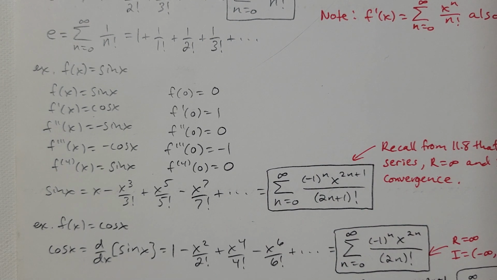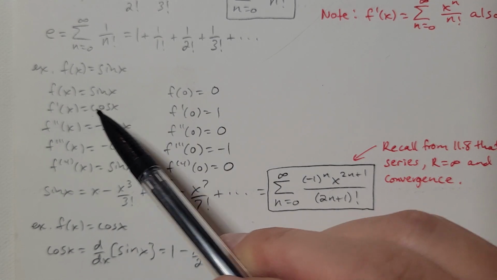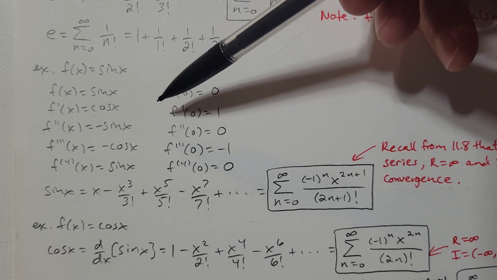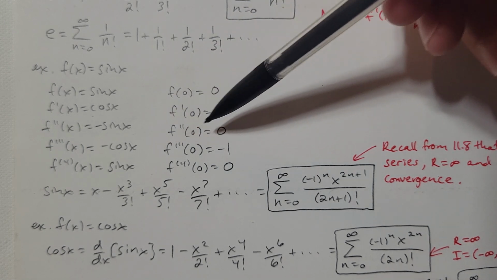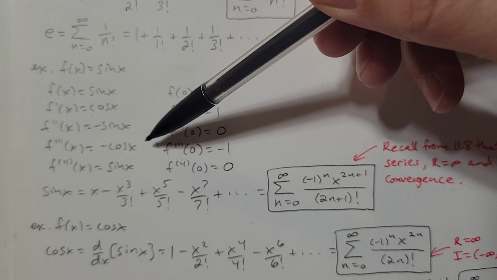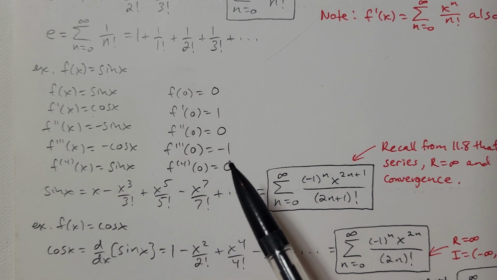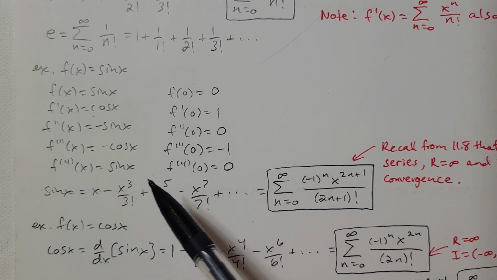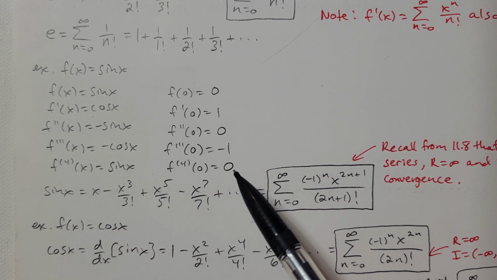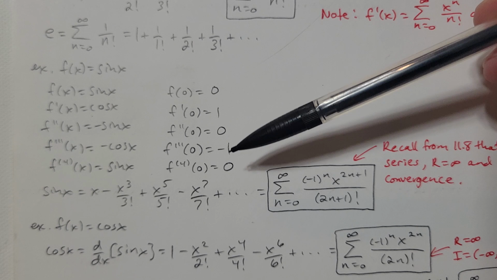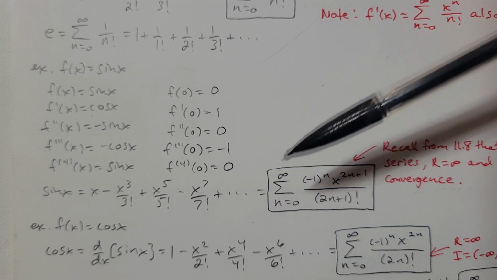Again, this is a Maclaurin series, so the value of a is 0. f of 0, sine of 0 is 0. Cosine of 0 is 1. Sine of 0 is 0. Cosine of 0 is 1, but there's the negative in front of that, so negative 1. Sine of 0 is 0. Right? So what's going to happen here is I'm going to go 0, 1, 0, negative 1, 0, 1, 0, negative 1, etc.